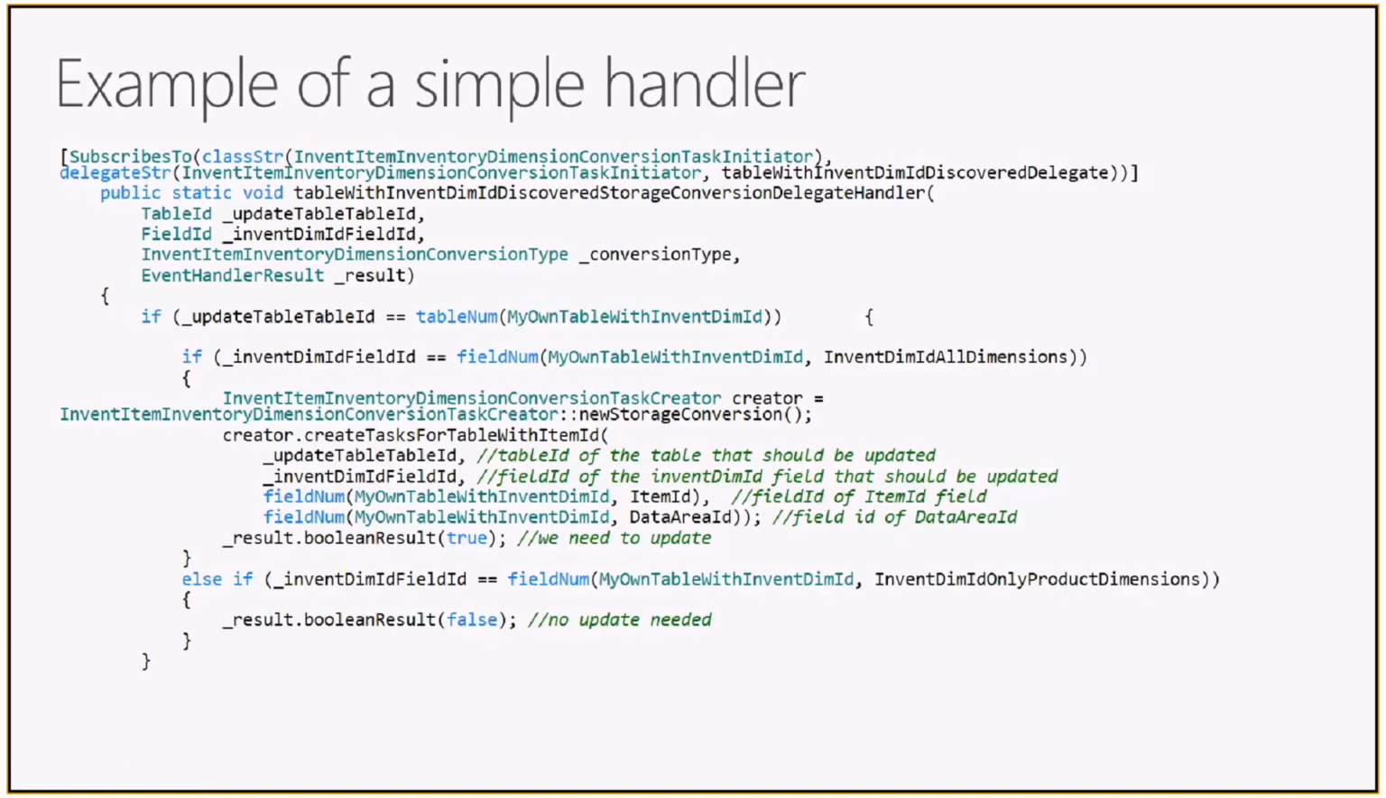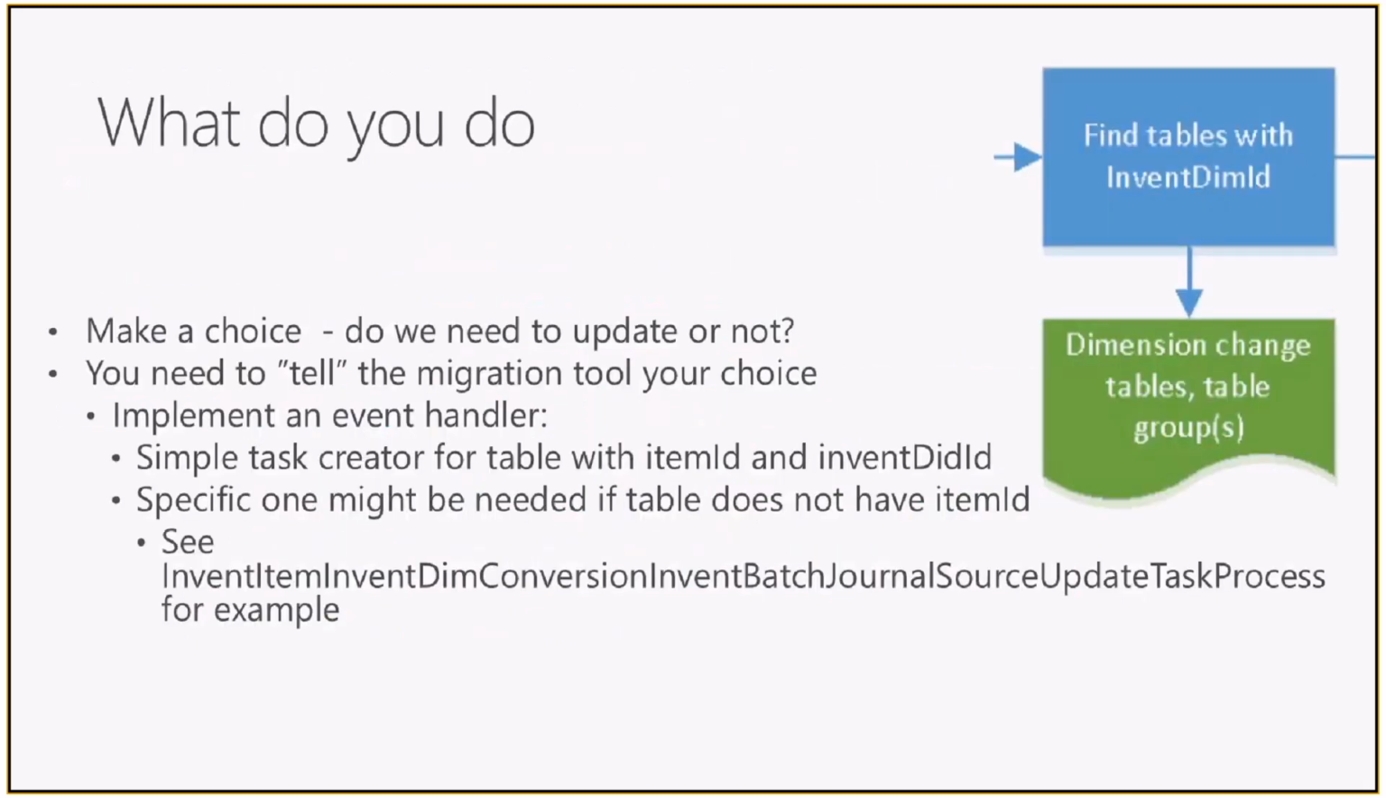That's all that needs to happen if your table is what we would call a standard table, a table where data is stored per company and where, when you have an inventory dimension ID, you have an item ID reference. If you have tables that are different, we also have examples on how to handle that. A good example is the InventBatchJournalSourceUpdateTaskProcessor. There you can see how you will have to write your own logic to do the conversion. But there are plenty of examples in the existing code where we had to do this that you can follow.